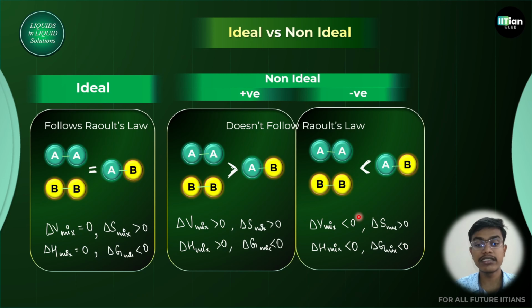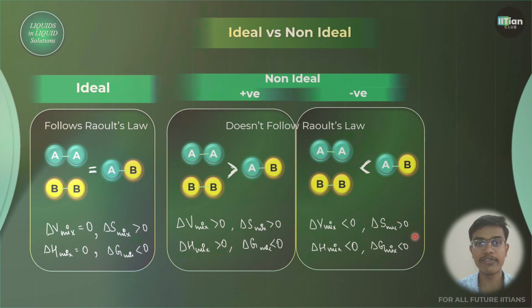In this negative deviation, as the interactions between A and B are high, the delta V mixing will be less than 0. And delta S mixing, as always, is greater than 0. And delta G mixing is less than 0. Also, you have to note delta H mixing, that is enthalpy, is less than 0. There's a trick to remember all this. In positive deviation, everything is positive except the delta G mixing. In negative deviation, everything is negative except the entropy change. I hope this was useful for you.